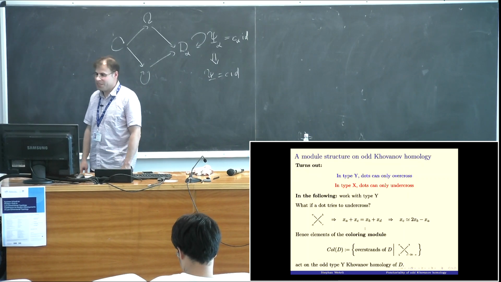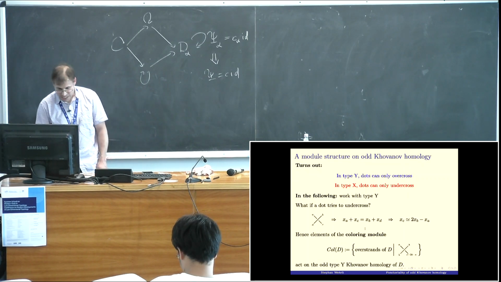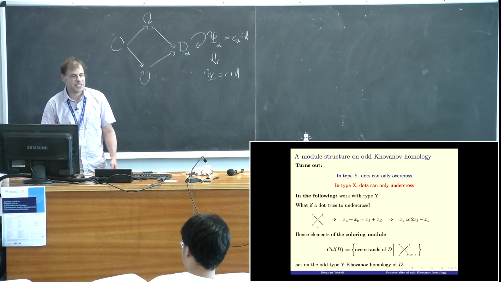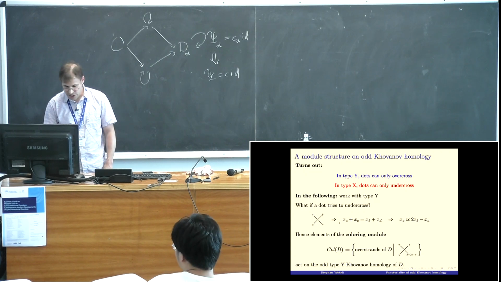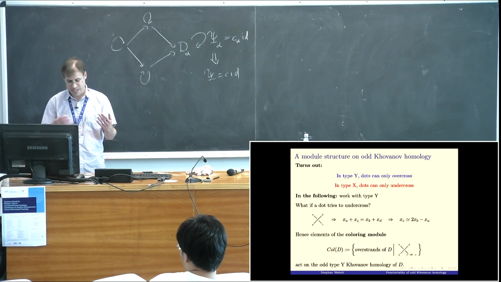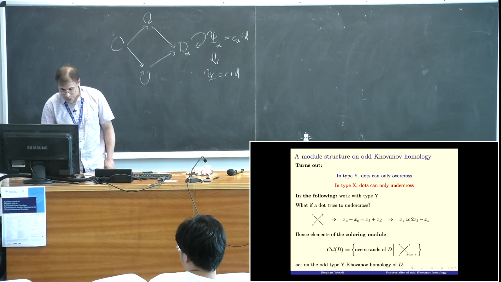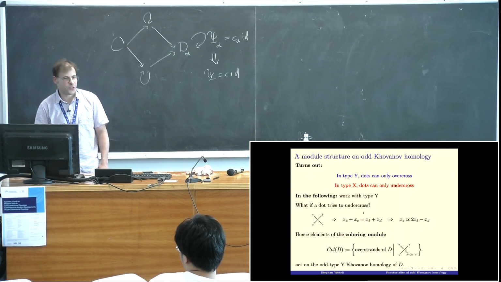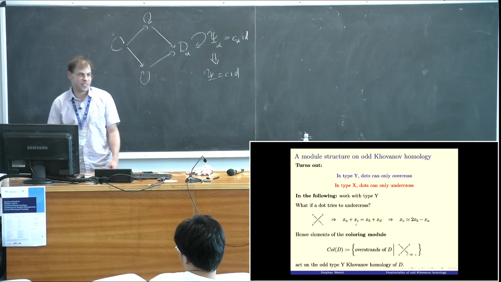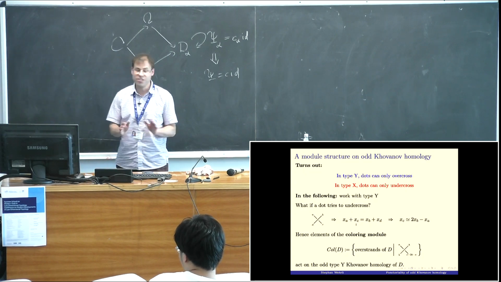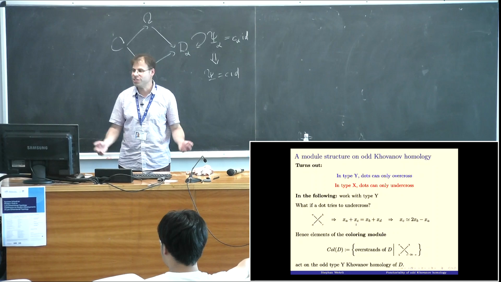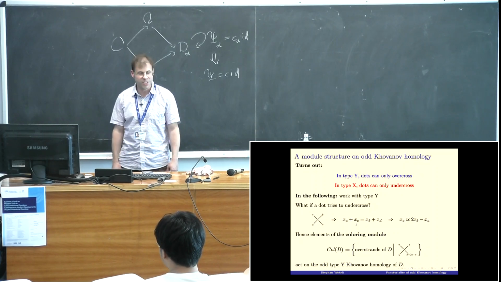And here's what happens. So let's look at the crossing. Let's label the incident edges A, B, C, D, and let's consider the corresponding dot maps XA, XB, XC, XD. And it's easy to see that these maps satisfy this relation, XA plus XC is XB plus XD. And this relation is not up to homotopy. It's just literally true because it's true in each resolution.